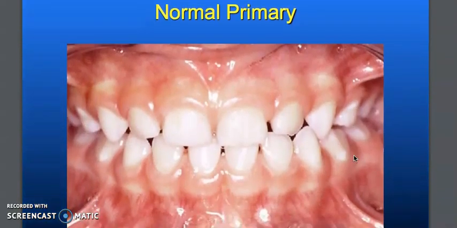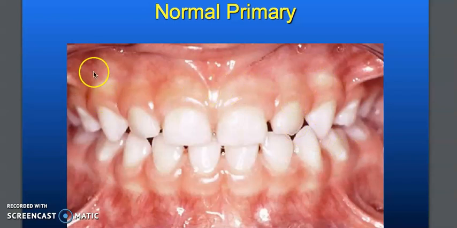Looking at a normal primary dentition, as you see here, you have normal primary teeth, you have lighter attached gingiva, and you also have the unattached gingiva here that will always be a little redder or a little pinker. You also have a labial frenum here, and the mandibular labial frenums. These are muscles.